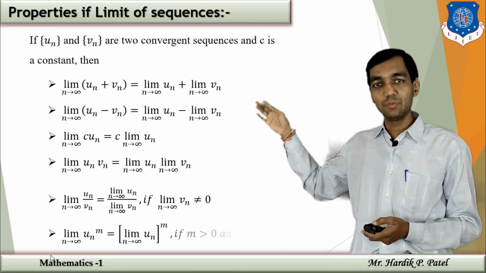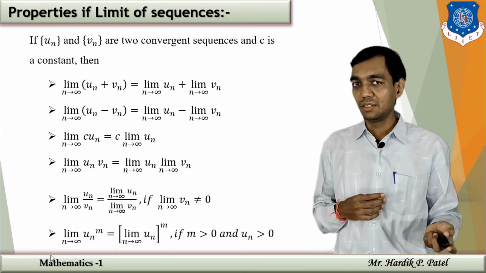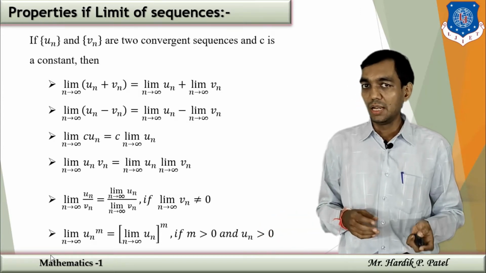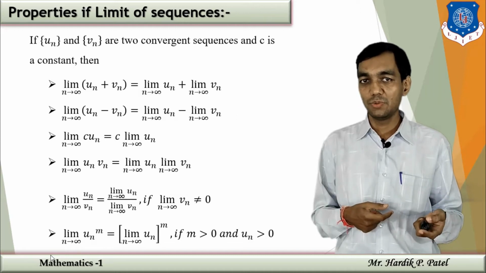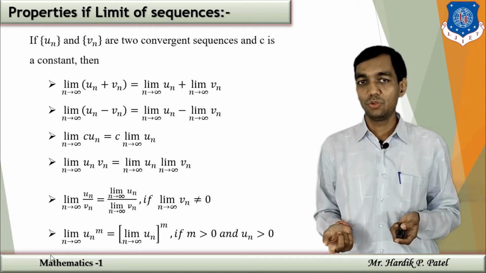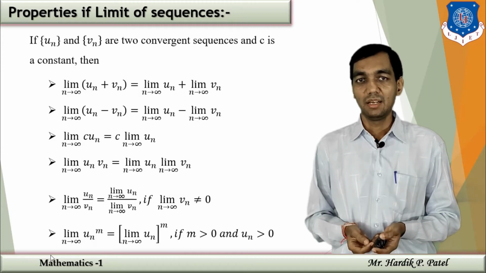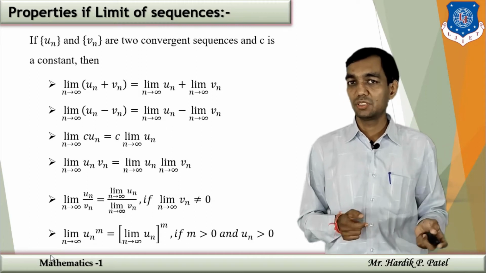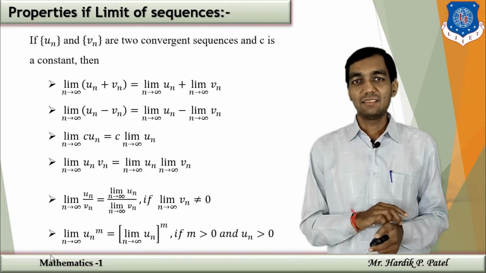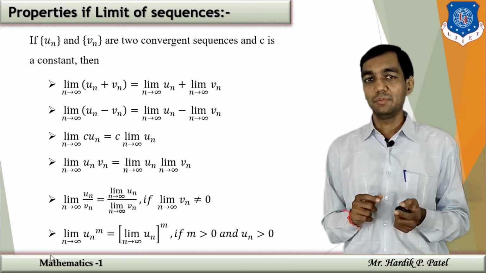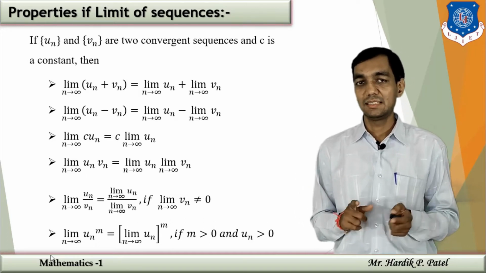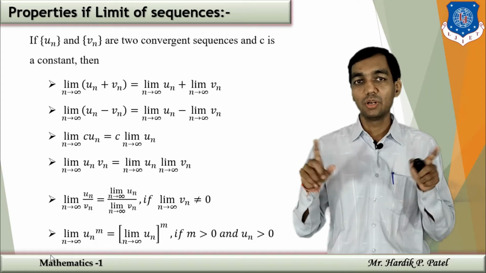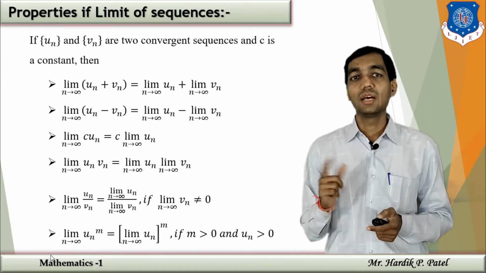Here the addition can be separated, same as in a limit, subtraction can be separated, and a constant term can be taken common out. If you are given the multiplication of two sequences, then the limit is separated for both of them, and then you have to multiply the answers. In the same manner for division, but in division provided that the denominator must not be 0. The last one is the limit of un raised to m, where n tends to infinity, which is the same as the limit of un as n tends to infinity, whole raised to m, where m and un both are positive.